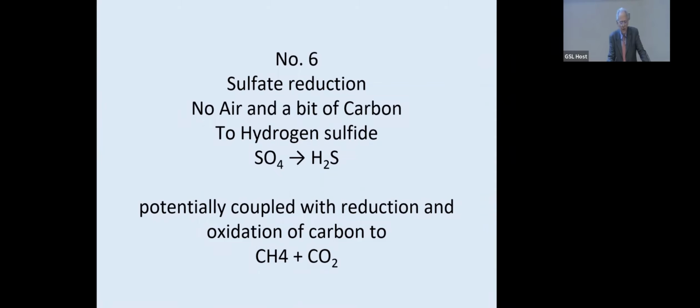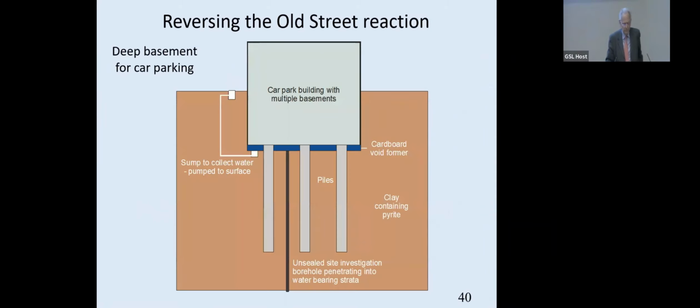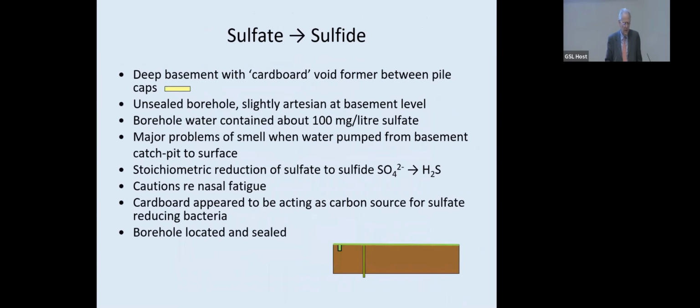Sulfate to sulfide. This was a car park, deep basement. Reverse reaction. Remember, they're delicately poised. So what we've got is the deep basement. There may be some heave, the pile basement, maybe some heave. So you put a void former in, down comes the concrete slab cast on top of that void former. There's a sump that collects water if it collects under that void, pumps it up to the surface.